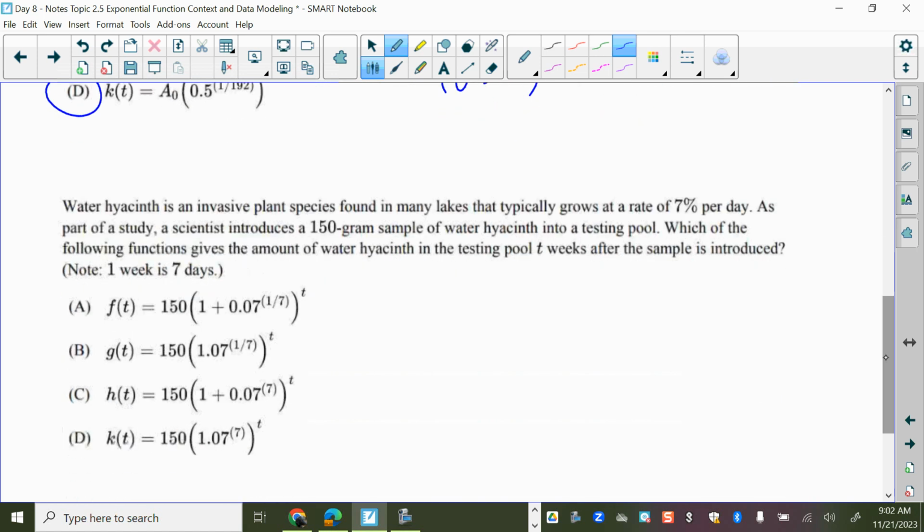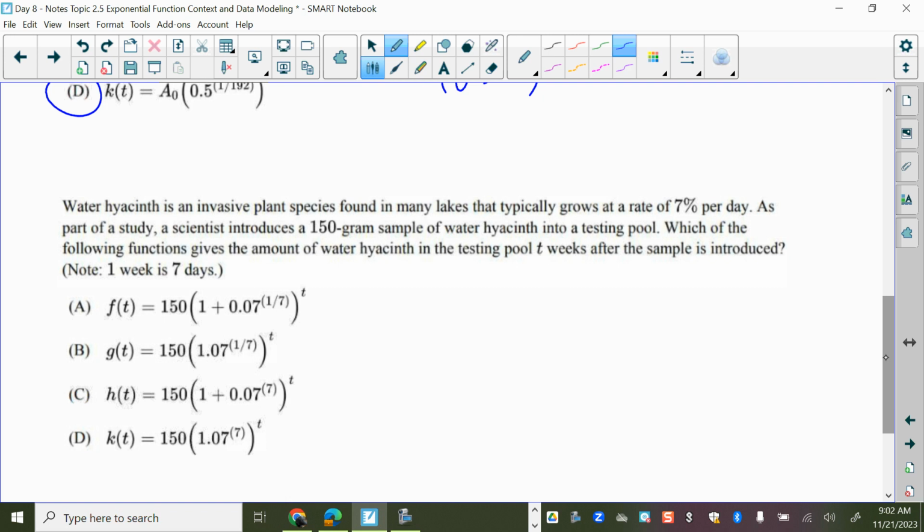All right. So, water hyacinth is an invasive plant species. Whatever water hyacinth is, must be some kind of plant like hydrilla in the Potomac. You've heard of that? Hydrilla, that's in the Potomac and clogs everything up. It was a big problem like 20 years ago. It's a little bit better now. Anyway, like the seaweed stuff.